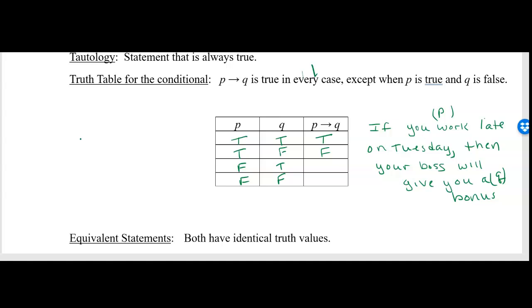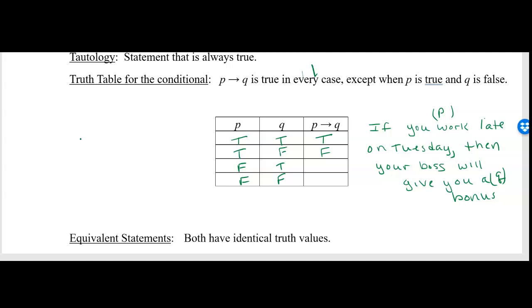Now, let's look at this one. This is saying that you didn't work late on Tuesday, but your boss gave you a bonus. Did he break his promise? No. It only said he'd have to give you a bonus if you worked late. That was the condition, but this says, okay, you didn't work late, but he still decided to give you a bonus. That was fine. So that's true.